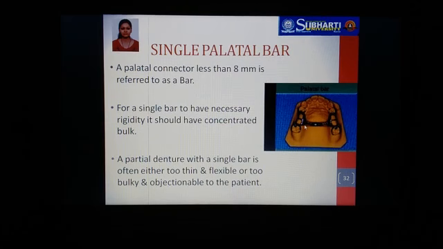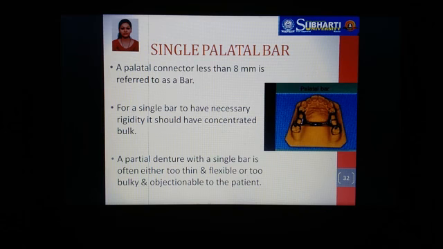So for a single bar to have necessary rigidity, it should have concentrated bulk. So one disadvantage you can say is because we are compromising on the width of the major connector, we have to increase the weight of the prosthesis so that the rigidity or the strength of the major connector is not compromised. So a partial denture with a single bar is either too thin and flexible, or it can be too bulky and objectionable to the patient.